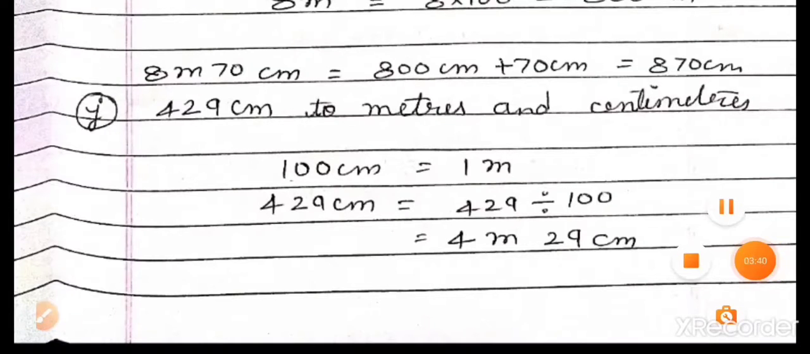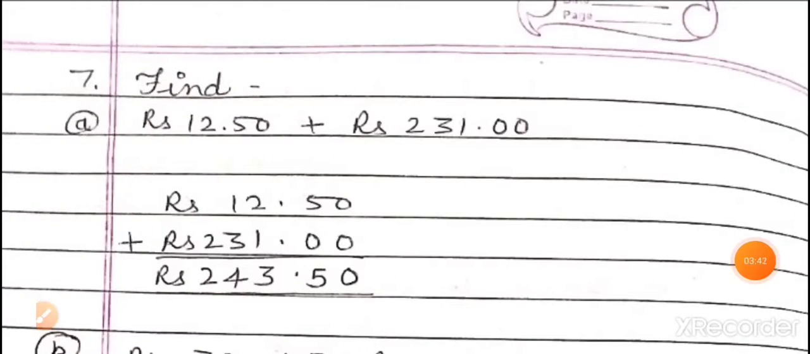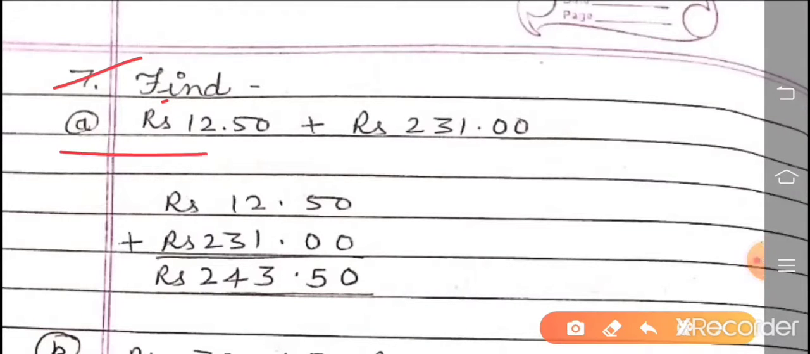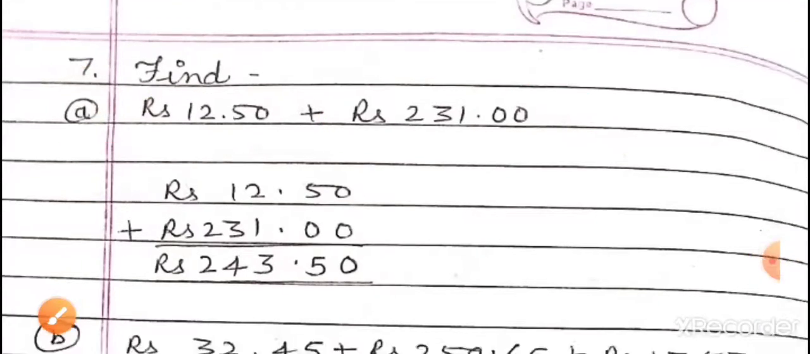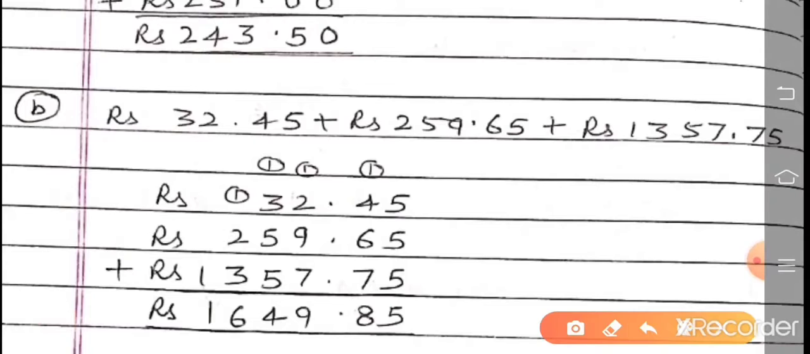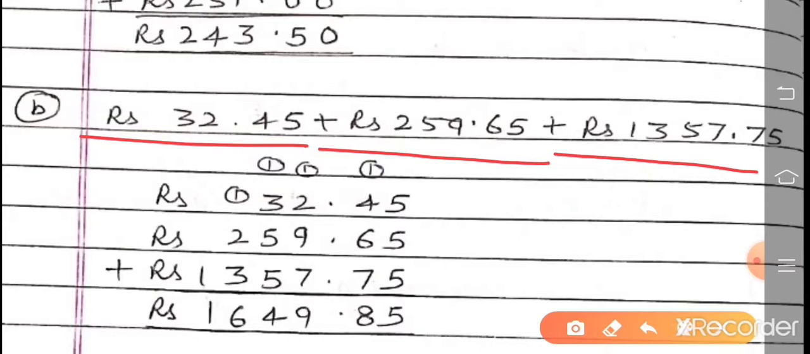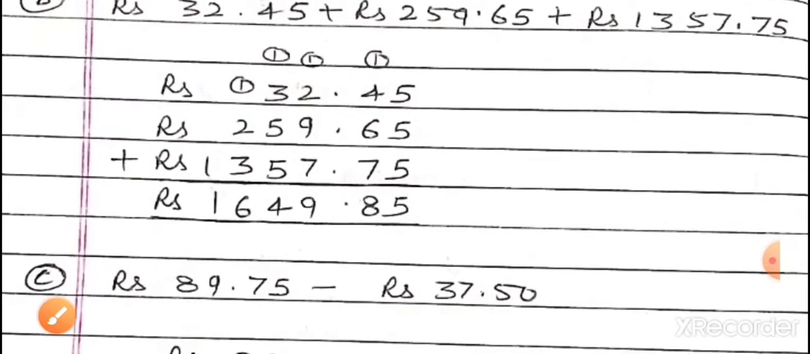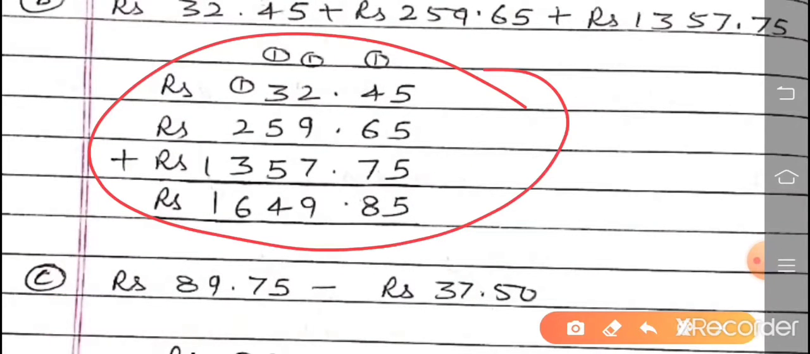Now question number 7. Question number 7 also you have to do in your notebook. Find rupees plus rupees. So first we have to arrange like this and add. Okay. Now B part, add rupees 32.45, rupees 259.65 and rupees 1357.75. So first arrange like this and then add.